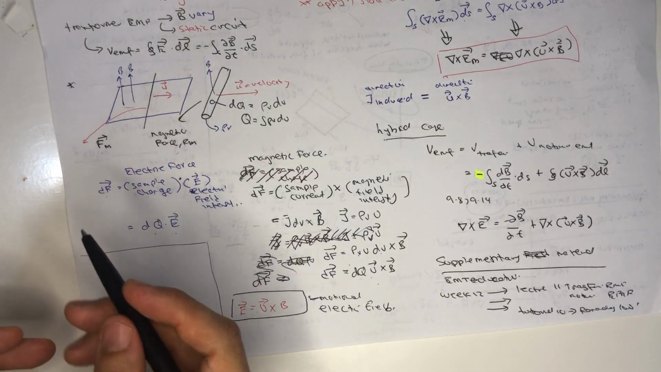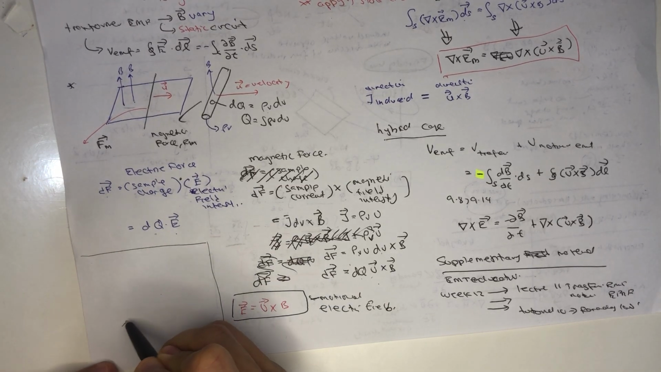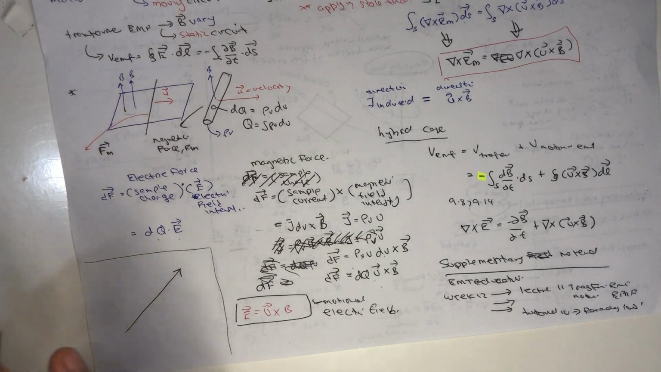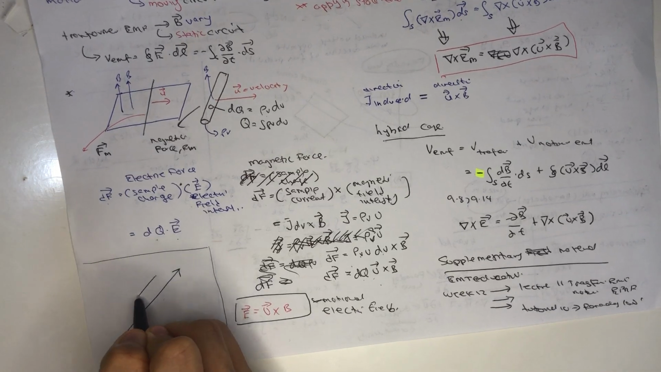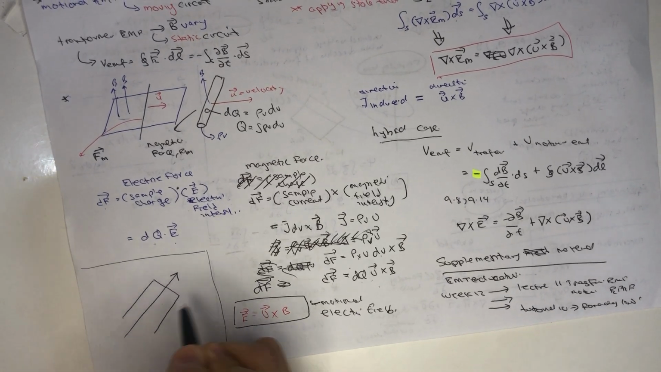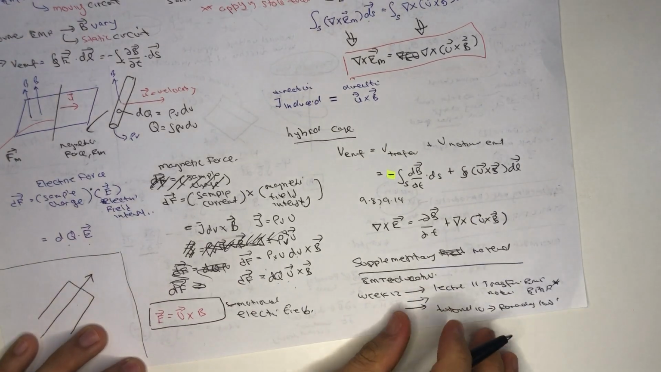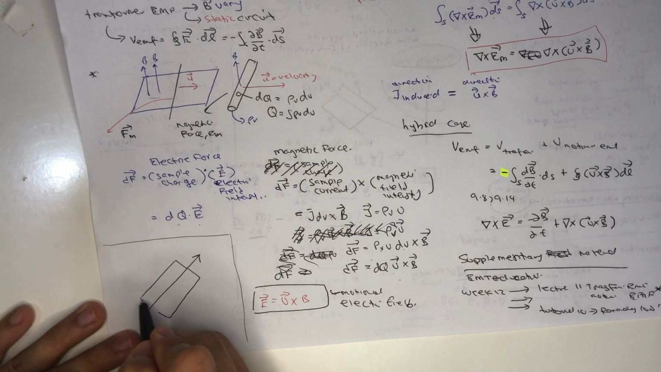Okay, so let's say we have this. I just want to explain to you that the side cutting the field actually contributes, but the one that doesn't cut is actually 0. So you can listen to this lecture, where he explained in detail about motional EMF and this case.